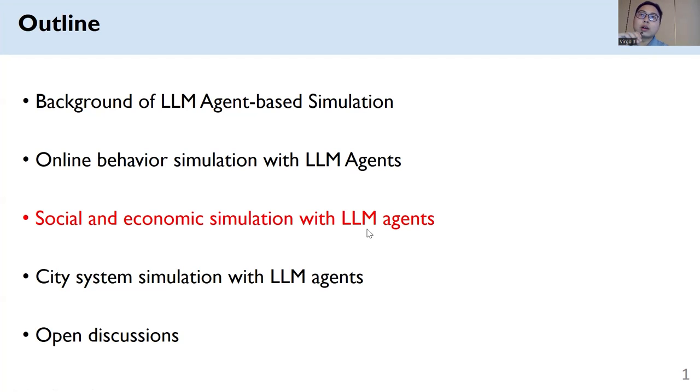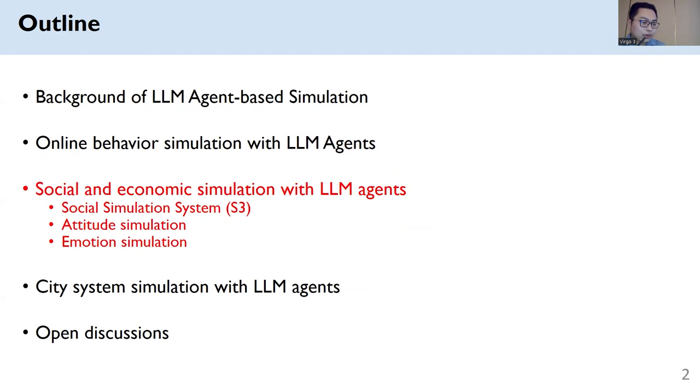Okay, our last section includes the background of LLM agent simulation and the second and third talks about online behavior simulation with LLM agents. So our second half goes to social and economic simulation and city system simulation with LLM agents. The first part is social and economic simulation with LLM agents, presented by me.